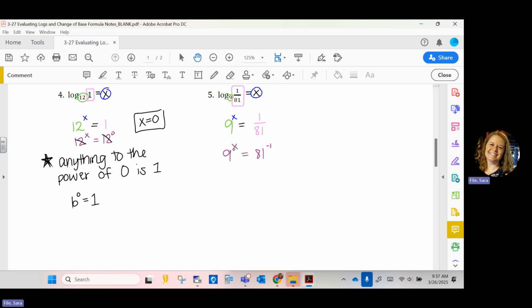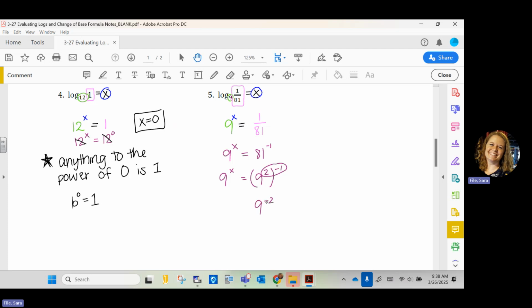Then, how could I rewrite 81 as 9 to a power? 9 to what power is 81? Yeah, 9 squared. So I can replace the 81 with 9 squared. That negative 1 power is still there. And remember from last test, when you've got a power to a power, we multiply them.